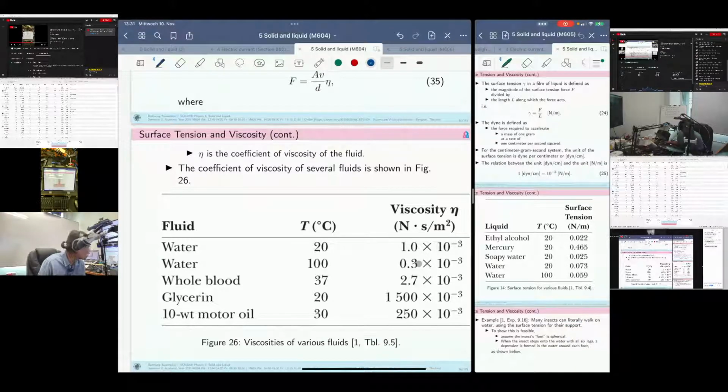What is the reason behind it? Why do we have less viscosity and surface tension?